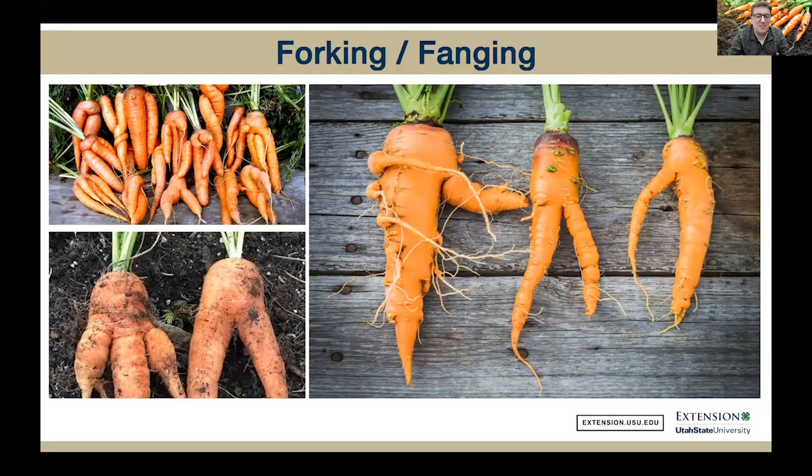But what's happening is that dense, compacted soil, if that's what you have, can serve as a root obstruction. If there are a lot of rocks, some factors can deflect the root growth. So when that taproot is growing into the soil and there's an obstacle in the way, it'll cause secondary root growth. That's what causes that forking and fanging in our carrots. Also, really weird fertilizer placement can be a factor too.